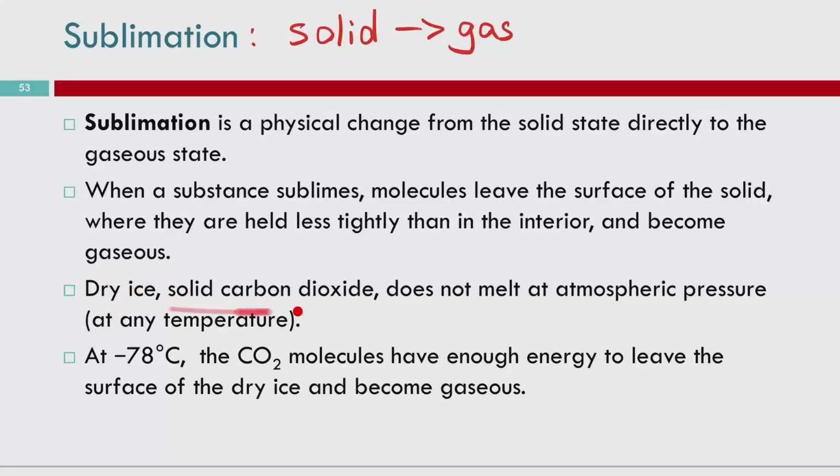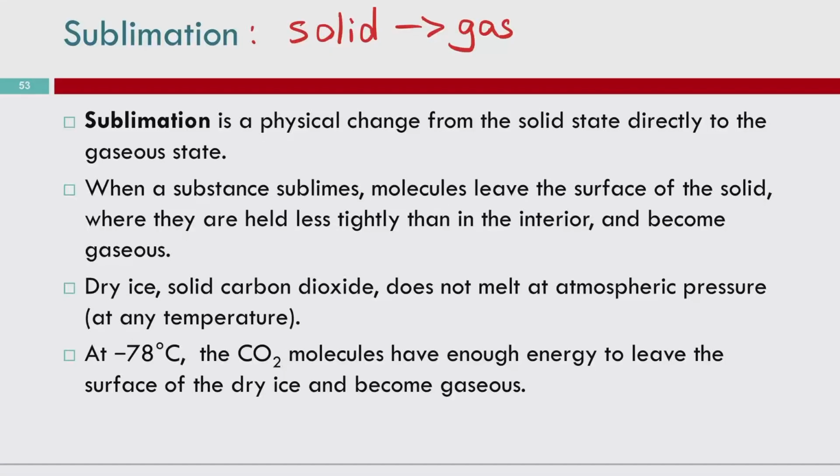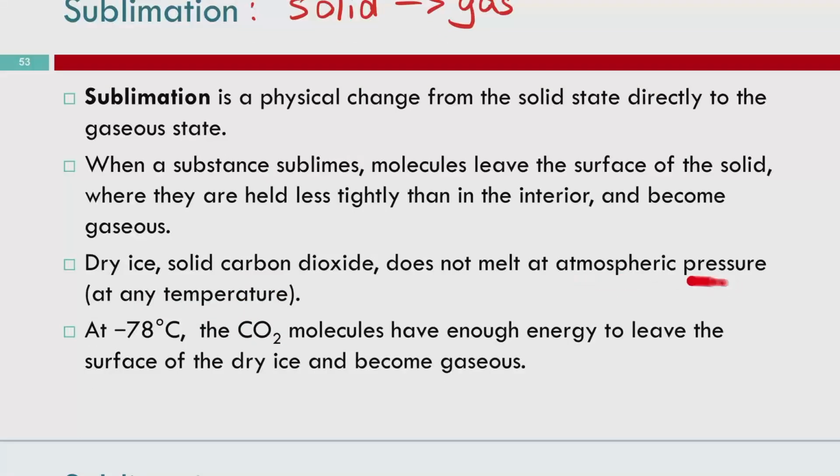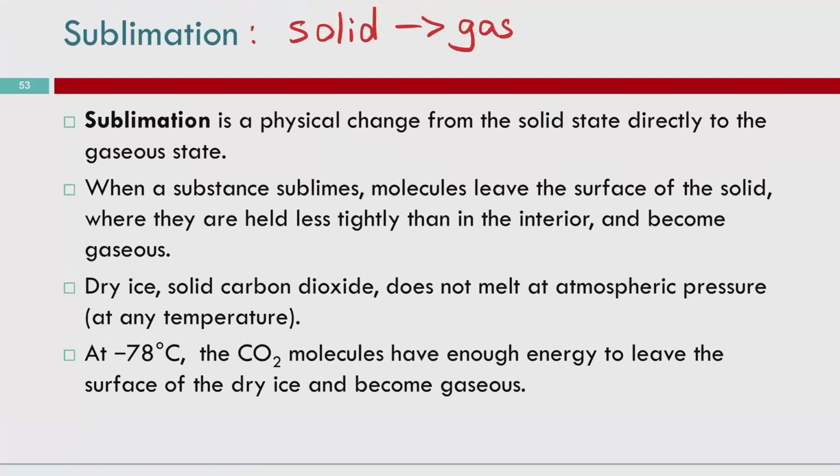Dry ice, or solid carbon dioxide, is the go-to example for sublimation. You can actually buy dry ice or solid CO2 if you're 18. I think you can usually buy it at a grocery store. Sometimes they'll have it for sale. It does not melt at atmospheric pressure at any temperature. There's no temperature in which you get liquid CO2 under normal atmospheric pressure conditions. And at the very cold temperature of minus 78 degrees Celsius, those CO2 molecules have enough energy that they just leave, they turn into a gas.